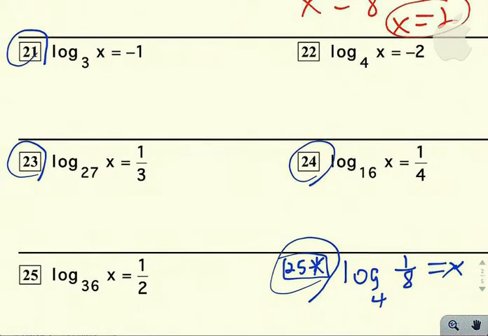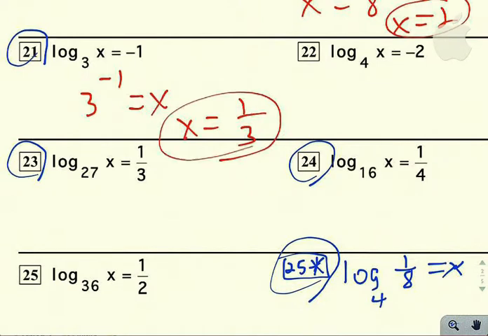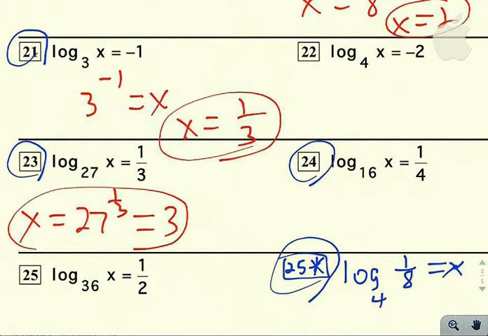Number 21, 3 to the negative 1 equals x. And negative exponents mean drive it down to the bottom. So 1 over 3 to the 1, or 1/3. Number 23, 27 to the 1/3 equals x. The 1/3 exponent means cube root. The cube root of 27 is 3. Number 24, 16 to the 1/4 equals x. Then the 4th root of 16 is 2.